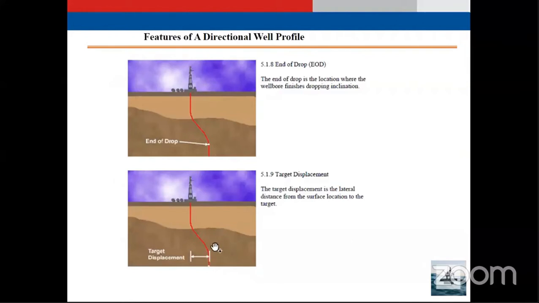The last feature, or last vocabulary, of directional drilling is called target displacement or horizontal displacement. What is the meaning of horizontal displacement? It is the horizontal distance between the surface location and the target location. It is called target displacement, or it may also be called horizontal displacement.